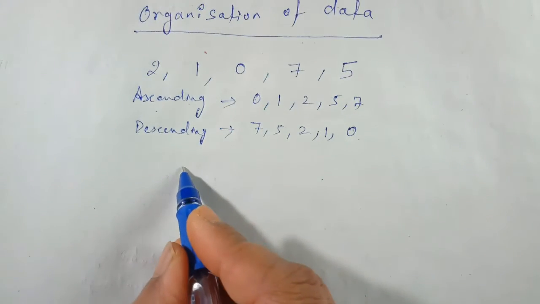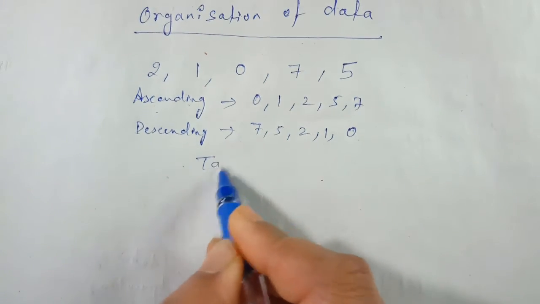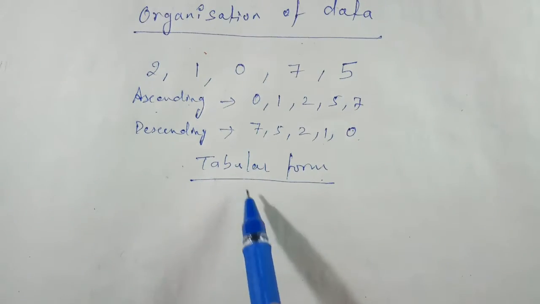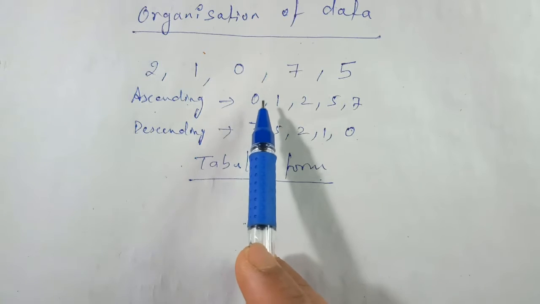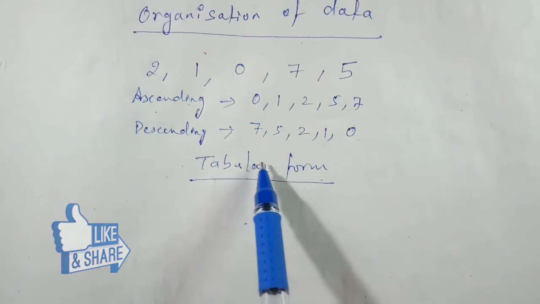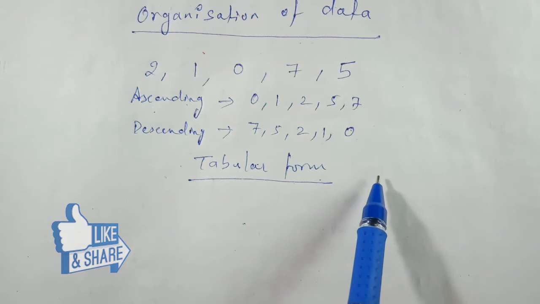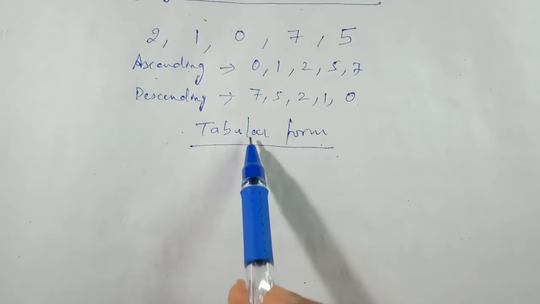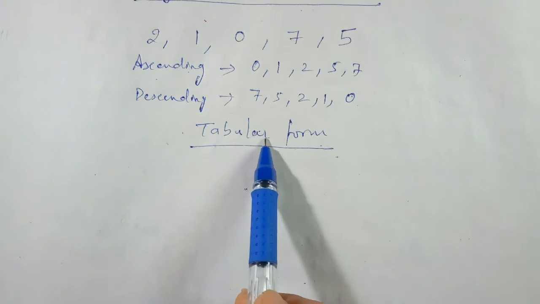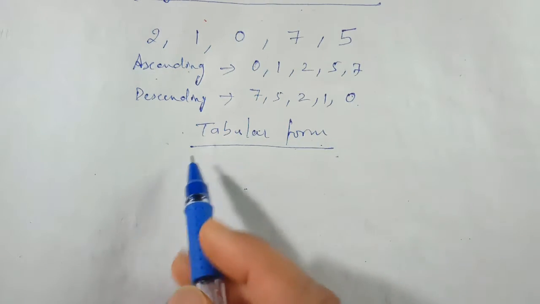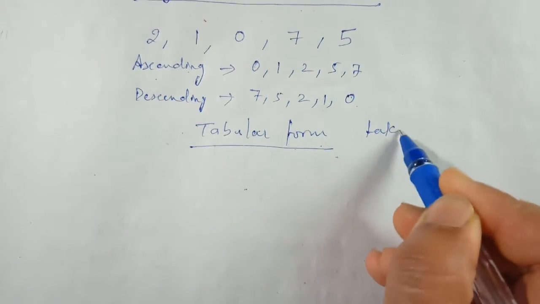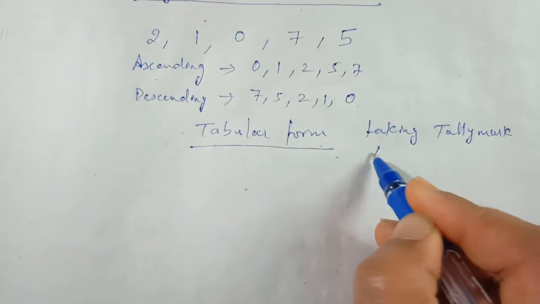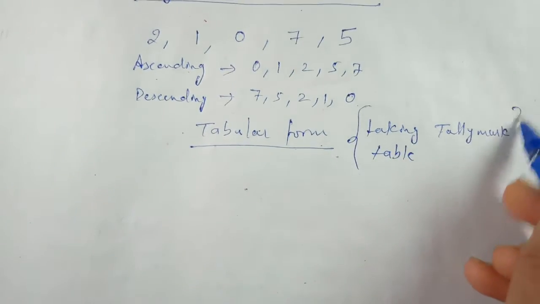Now the second arrangement is in tabular form. If we have data which is small, not very small, containing 10 numbers, more than 10, 12, or 20 numbers, then that data is to be arranged in tabular form. Tabular form means taking tally marks, we are going to make a table.